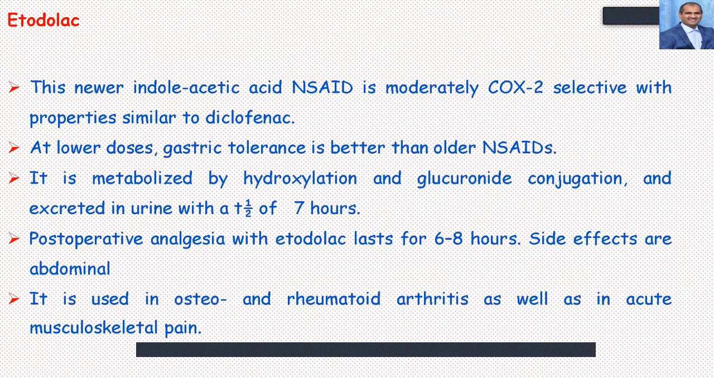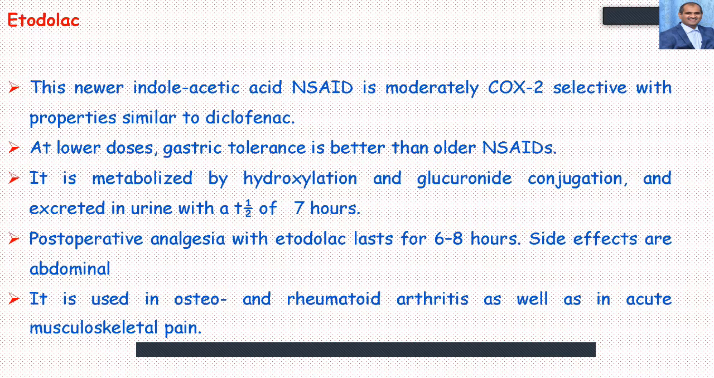And another drug of this preferential COX-2 inhibitors is etodolac. This newer indole acetic acid NSAID is moderately COX-2 selective, with properties similar to those of diclofenac sodium. At lower doses, gastric tolerance is better than the older NSAIDs. It is metabolized by hydroxylation and glucuronide conjugation and excreted in the urine with a T-half of about 7 hours. The etodolac is going to act till 7 hours. And post-operative analgesia with etodolac lasts for 6 to 8 hours.